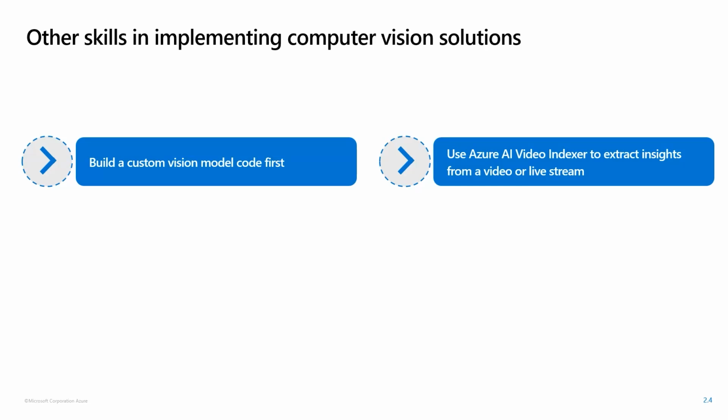You should also look into how Azure AI Video Indexer works to extract insights from video or live stream. This includes knowing that it runs over 30 AI models to generate insights like transcripts, OCR, faces, topics, and emotions. These tools are powerful for analyzing both static images and dynamic video content. So be familiar with both of them in preparation for your exam.